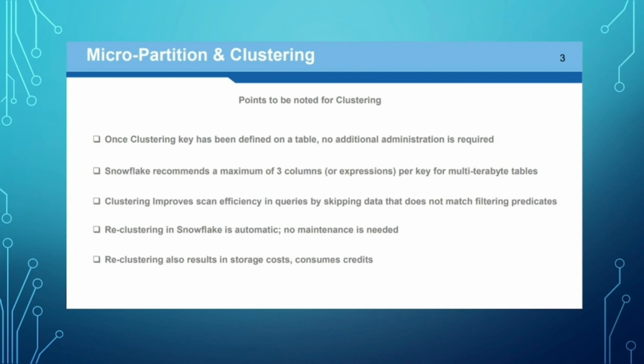Reclustering in Snowflake is automatic. No maintenance is needed for reclustering the tables. Reclustering also results in storage costs and consumes credits, as you are reclustering your entire table. This is also something we need to note. Reclustering can be done both manually and automatically. When your data is increasing day by day, there is a chance to recluster your data, and if you are not changing your cluster keys, Snowflake will automatically recluster your data.